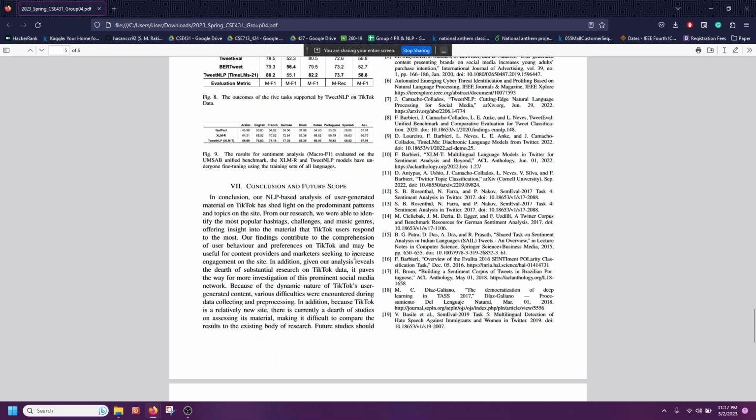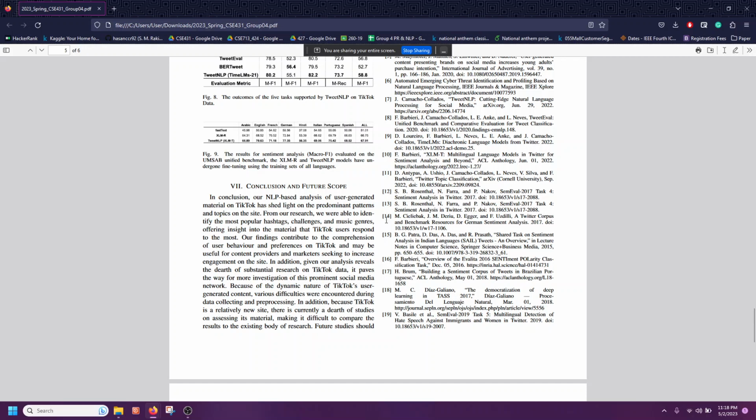And now finally coming to conclusion and future scope. In conclusion, our project-based analysis of user-generated material on TikTok has shed light on the predominant patterns and topics on the site. For our research, we were able to identify the most popular hashtags, challenges, and music genres, offering insights into the material that TikTok users respond to the most. Our findings contribute to the comprehension of user behavior and preferences on TikTok and may be useful for content providers and marketers seeking to increase engagement on their site.